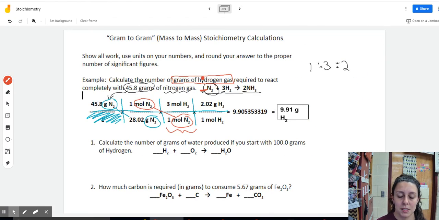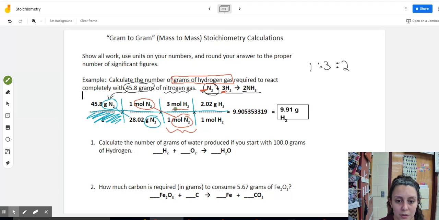So here what we see is we're going to have our moles of hydrogen right there. Okay, we're going to once again treat this as a mole ratio. We're going to look at our coefficients. So we have the 3 right here, so that's what goes on top.